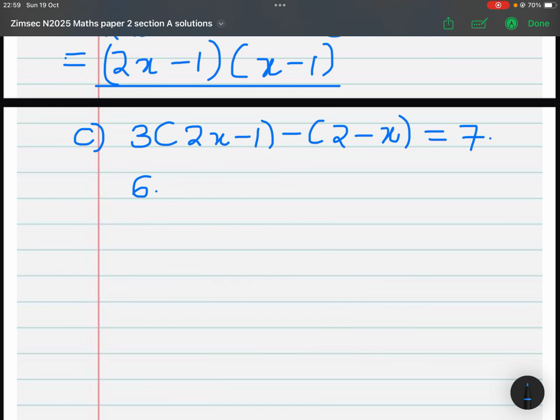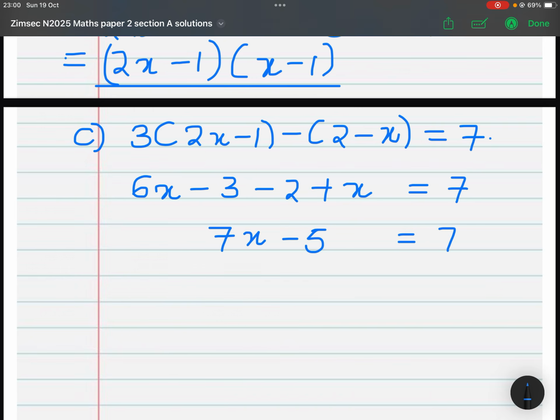So 3 times 2x, we get 6x. 3 times minus 1, we get minus 3. Minus times 2, we get minus 2. And then minus times minus x, we get positive x. This is equal to 7. 6x plus x, we get 7x. Minus 3 minus 2, we get minus 5. This is equal to 7.